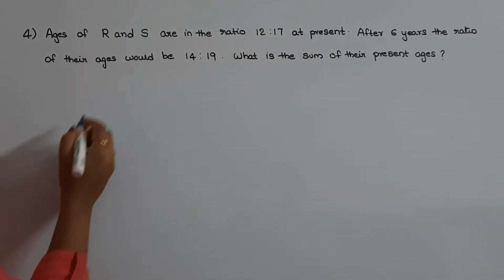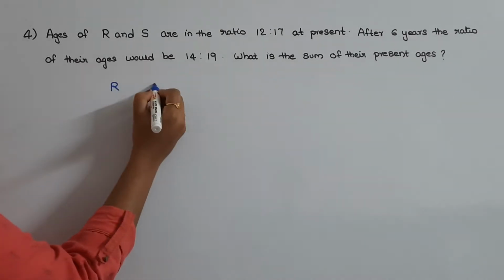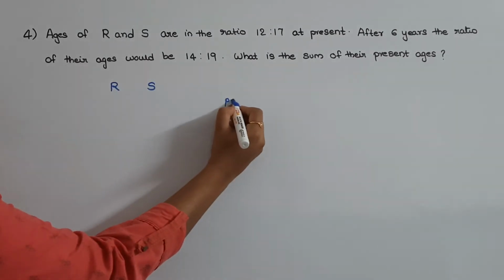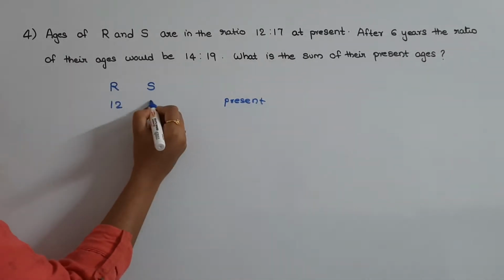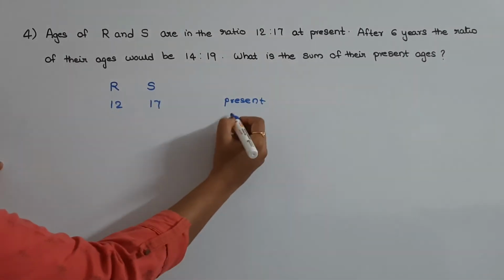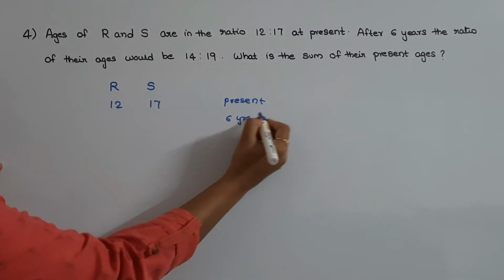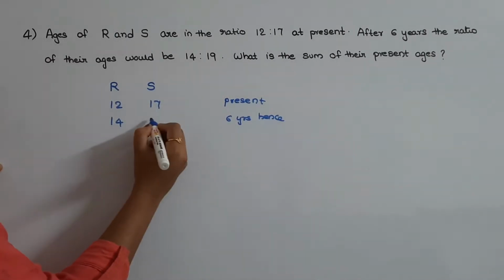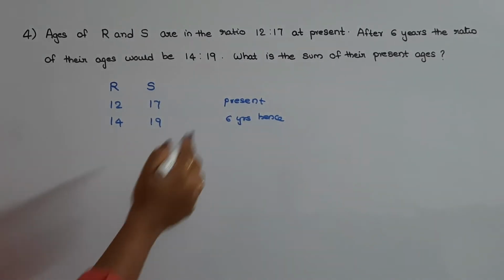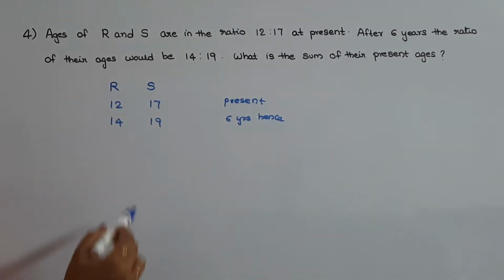Okay, so let us first write what is given. R, S, at present, the ratio of their ages is given as 12 is to 17. Then they have given the ratio of their ages after 6 years, or 6 years hence, that is 14 is to 19. So in this question, we need to find out the sum of their present ages.